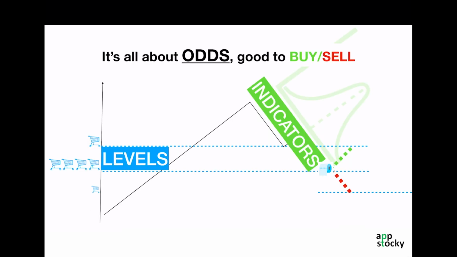Hey everyone, this is Eugene, and today we're going to talk about levels and indicators. This is something that will allow you to improve your odds when you're buying and selling stocks. I'll basically go into the theory, why it matters, what's the purpose, why it was invented in some specific cases, and then, of course, I will give you a practical example.